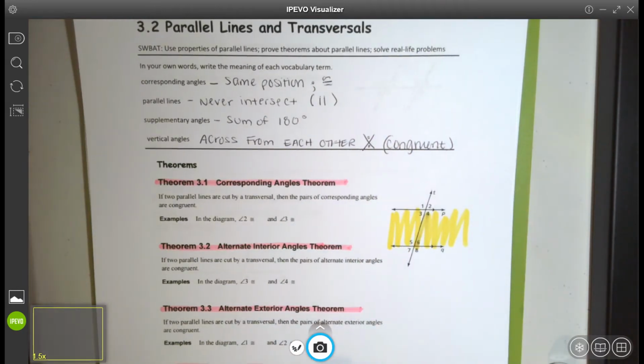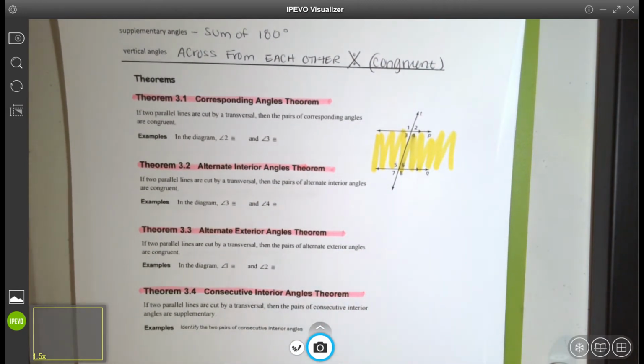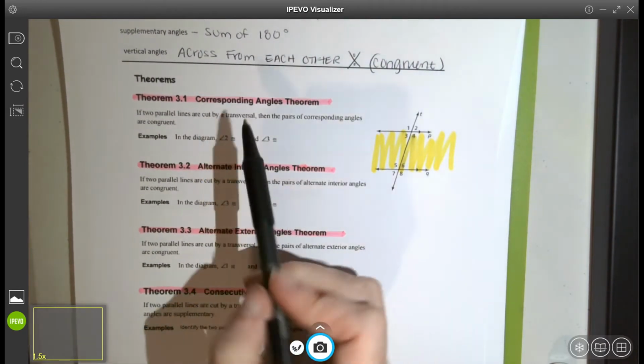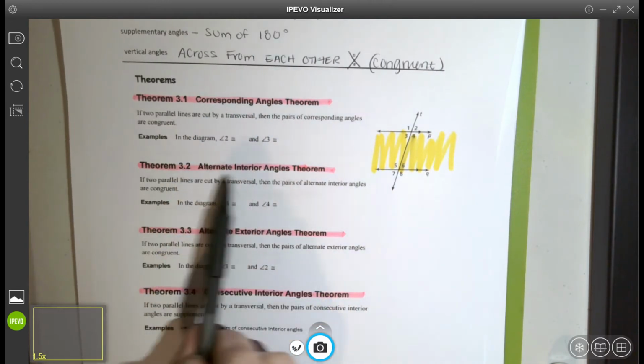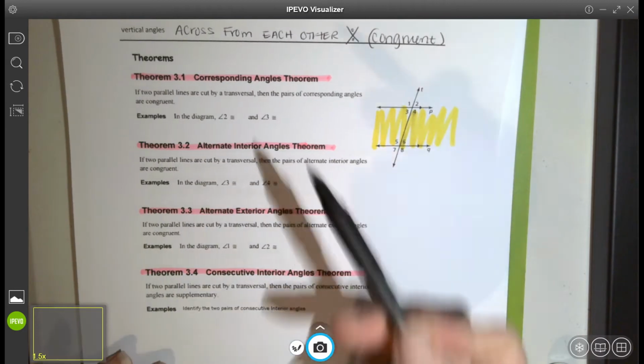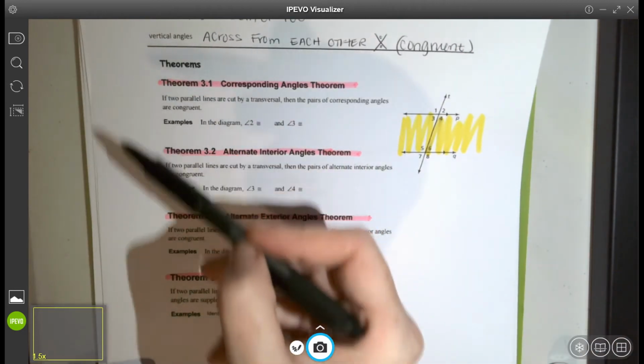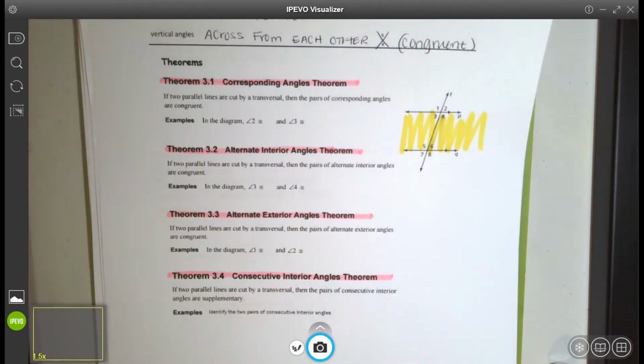All right, so here are our theorems, which you actually heard in the previous lesson before, and they're coming right back again. So we have our corresponding angles, alternate interior angles, alternate exterior, and consecutive. Before I begin answering any of these questions, I just want to put on the side if they are 180 degrees or if they are congruent.